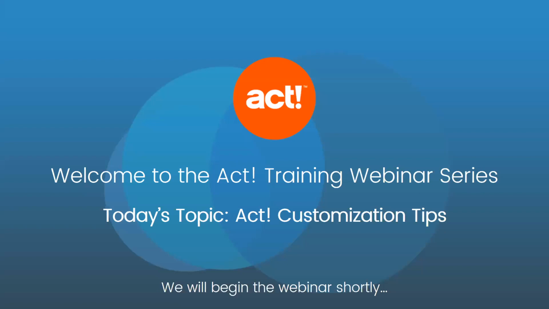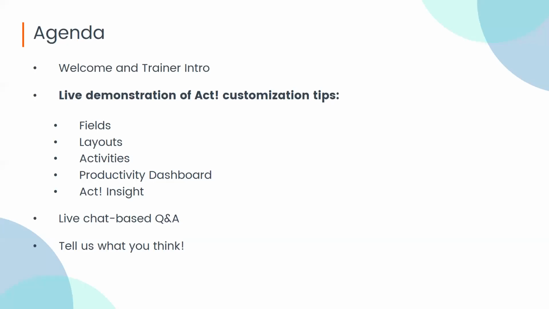So let's begin. Our agenda today, we're going to talk about customization. Lots of different areas to customize inside ACT. I'll mainly be going through the desktop version of ACT, but I'm also going to show some things briefly in ACT Premium Cloud. But everything I'm showing you today can be customized in both places. We're going to talk about customizing fields, the layouts that you see on your screen, some things you can do with activities, creating custom activities. And then we'll look at the welcome screen and how you can customize that, and even some things you can do in the ACT Insight interactive dashboards. And there's really a lot more than what we're going to show today, but this will give you a good taste of some of the customization that can be done inside ACT.